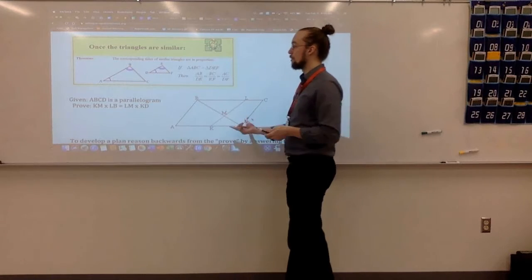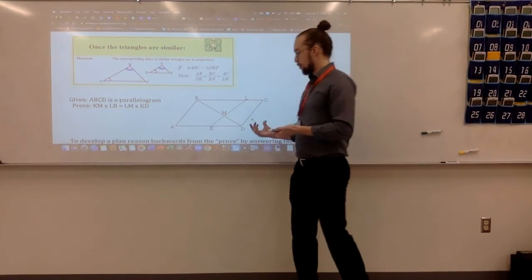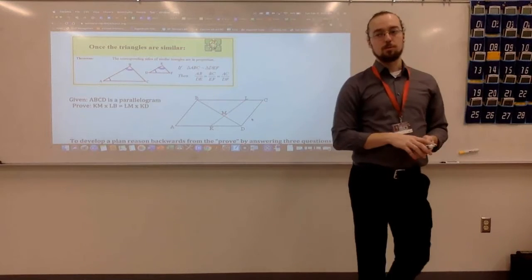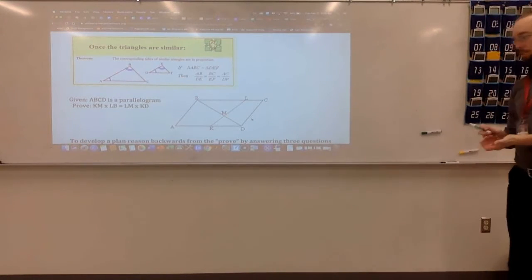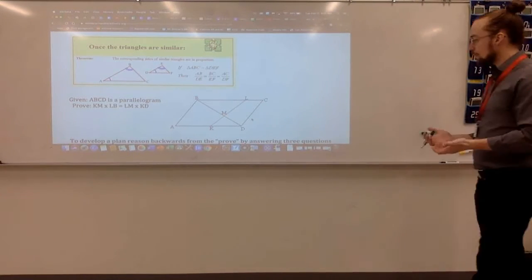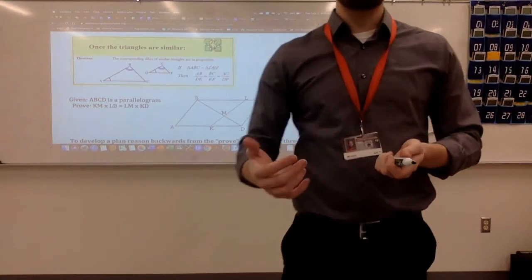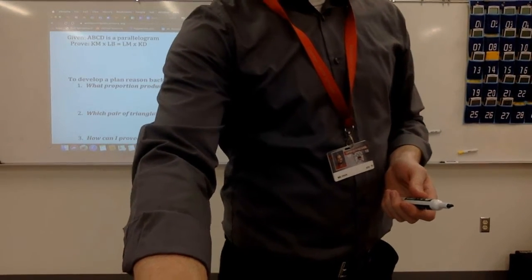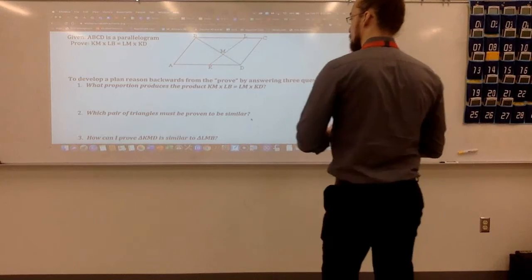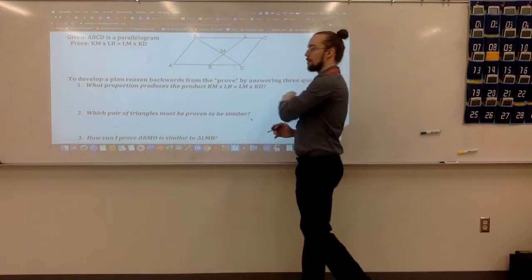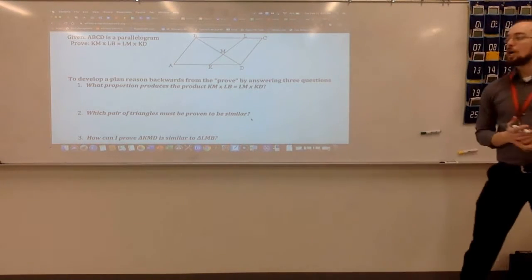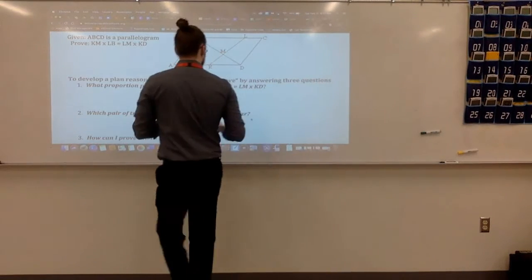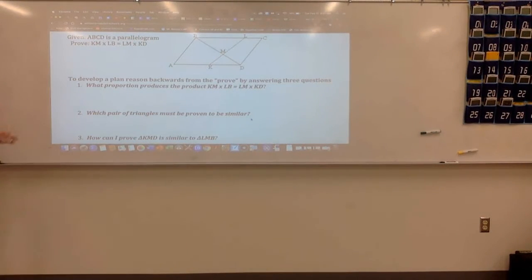So we're going to look at proofs like this. Given that this figure is a parallelogram, prove something like this: KM times LB equals LM times KD. What we want to do is first prove that we have a pair of similar triangles. But we also want to think about working backwards here. We want to think about this first question: what proportion will produce that product, KM times LB over LM times KD?